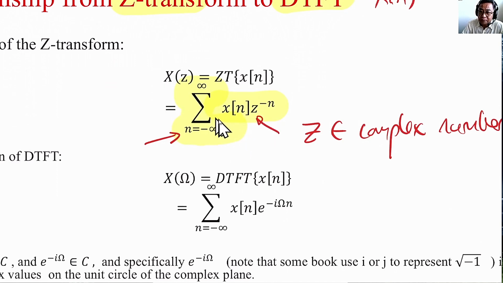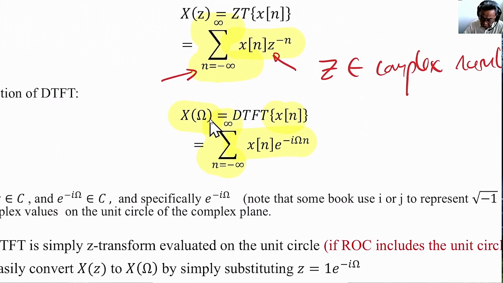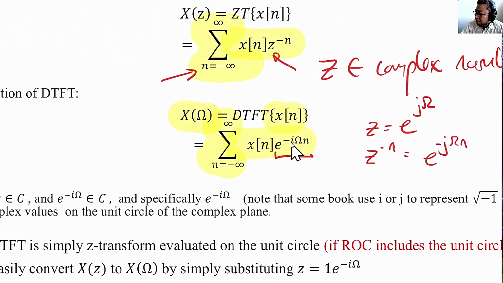Since this is the definition of X of z, let's see the definition of DTFT of x of n. Remember, this is the equation specifying the DTFT, and if you compare the two, everything almost looks the same except for this guy. But when z equals e to the j omega, then z to the minus n becomes e to the minus j omega n, which is exactly this guy. Of course, we are using i here, where remember i and j are the complex number square root of minus 1. So X of z and X of omega are actually the same when z equals e to the j omega.